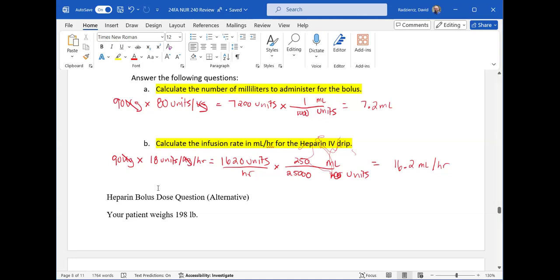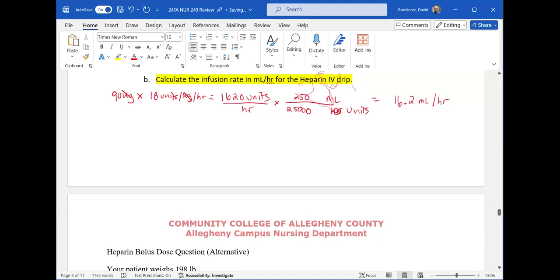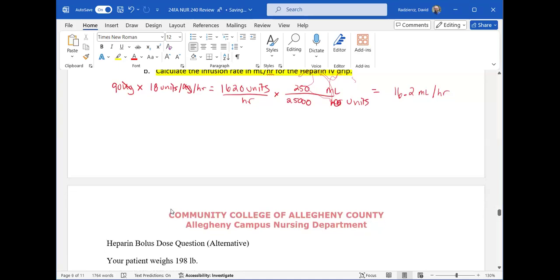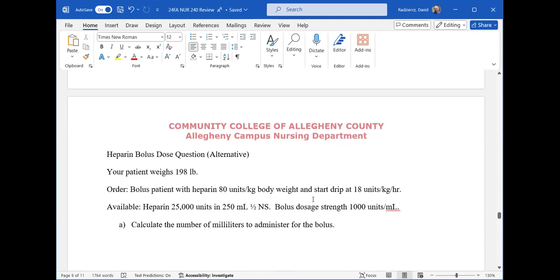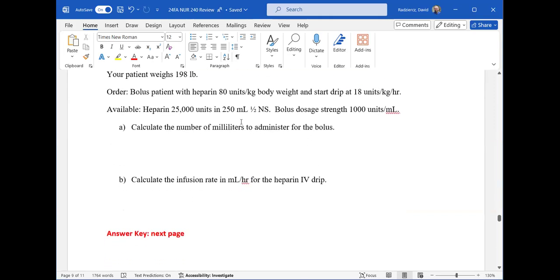Now, if you want to see it worked out as a blank, then I can do this alternative one. That way you can see it from scratch. Would you like me to do that? Okay, got it. All right.